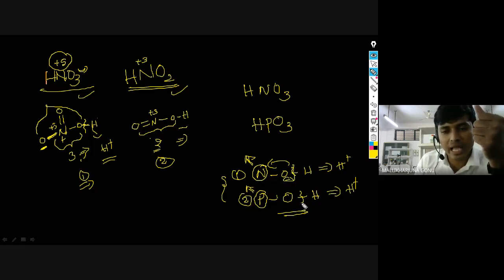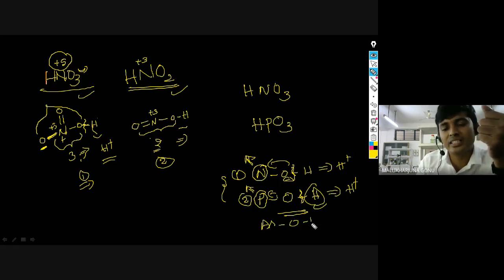In the case of this, what happens? That much cannot be pulled here. So this OH bond, H plus cannot be given in this case. That's how, for nitrogen, phosphorus, arsenic, this will keep decreasing. Metallic character will keep increasing. So that's how H plus cannot be given easily.